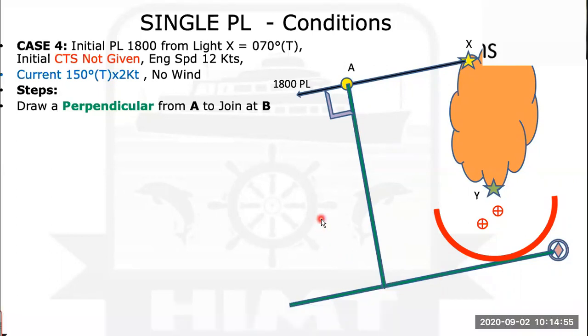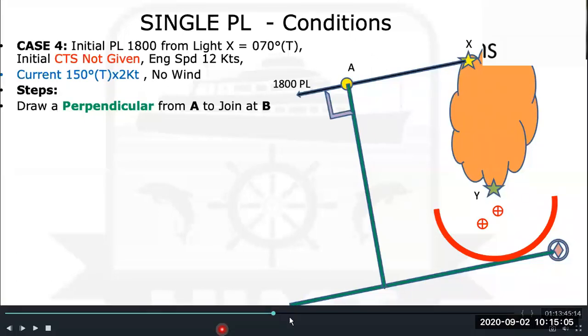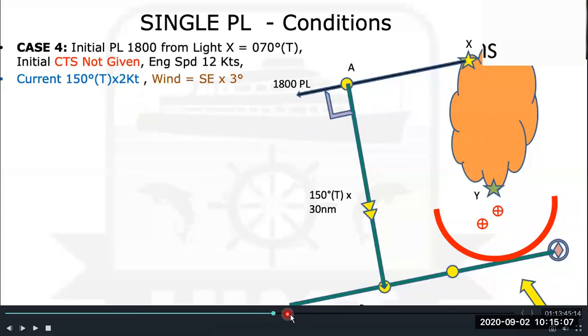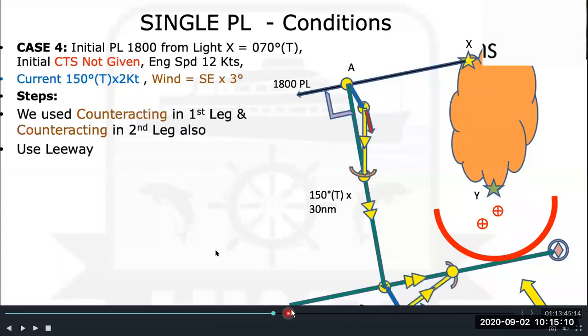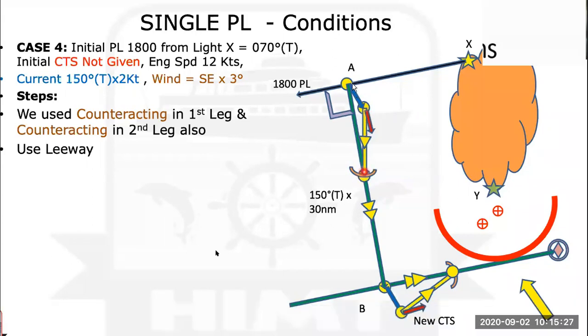Now course to steer is not given. So what can we do? We have the current. We can use the counteracting method. Initially we apply the current 150, and we have the engine speed of 12 knots, so from here we cut an arc of 12 knots, and wherever it goes, that will be the course to steer which the ship must steer. Anyway, we need 1 hour speed. That's why we are doing this counteracting method.